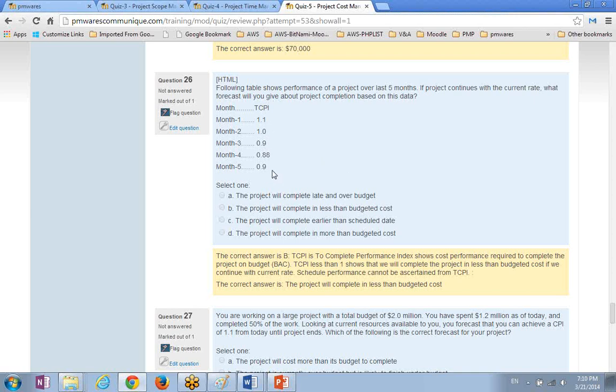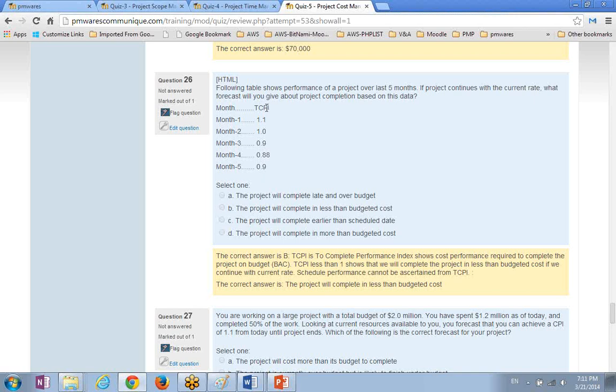So yeah, I agree. But the question is, what forecast will you give about the project completion based on this data? So I think I probably didn't understand the question right. Here, in the options we see that one is regarding the cost and another is regarding the time. Option A talks about both time and money. Option B talks about only money, and option C talks about time and money. No, sorry, time, earlier time.